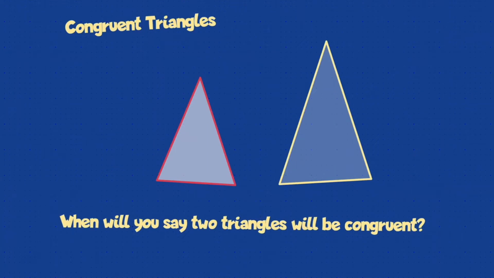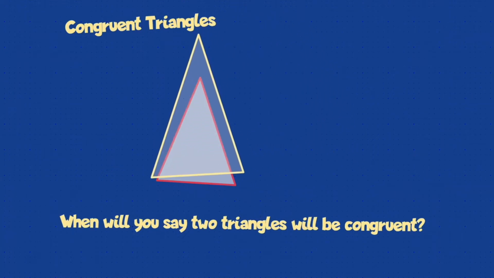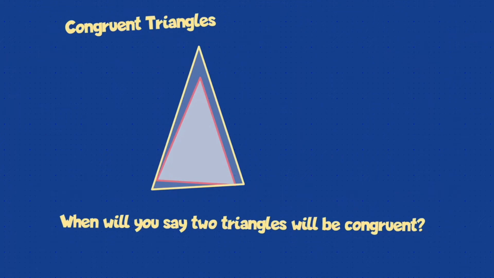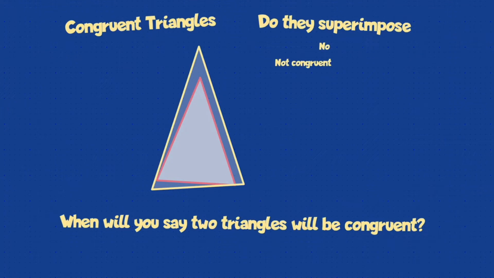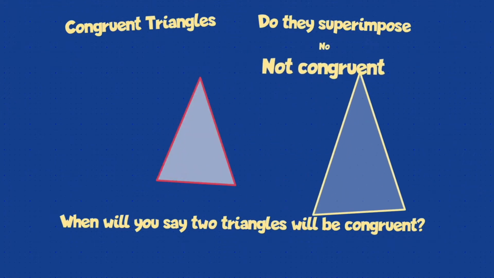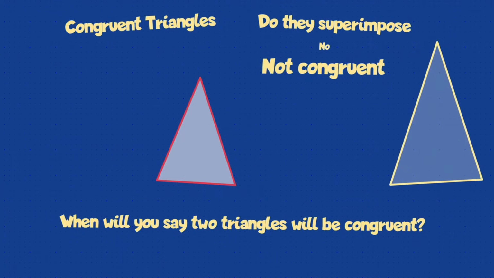Pick up one triangle and keep it on the other triangle. Do they superimpose? No. Just check it. Does one triangle fit over the other, in this case red over yellow? No, which means they are not congruent. In congruence, you have the SSS test, which means all three sides are equal, which is not happening in this case. Which means the two triangles are not congruent.